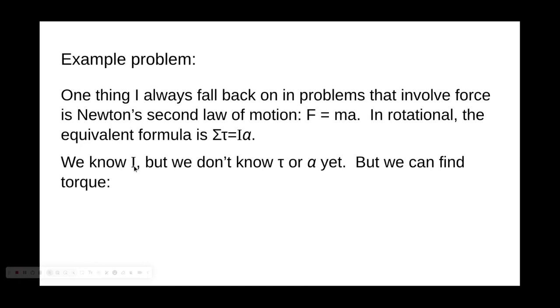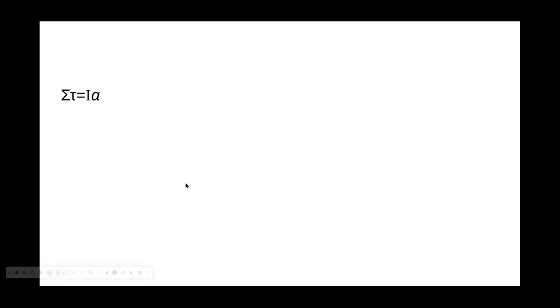Now, we know I, we have a value for that. We don't have a value for these other two things, but we can find torque from the radius times the perpendicular force that's being applied, which we were given. So the torque is 0.35 meters times 55 newtons. So the torque is 19.25 Newton meters. So I can plug that in here. I can plug the moment of inertia in that I just found here, do a little algebra, and I can find alpha.